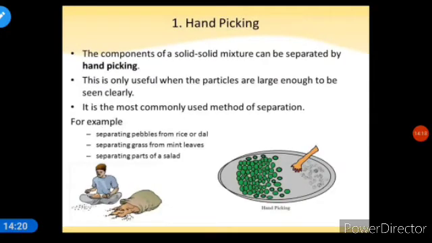Now, the first method is hand picking. The components of a solid and solid mixture can be separated by hand picking. The hand picking method is used when both the components of the mixture are solid. For example, useful and not useful components, both are of a solid nature. A solid mixture can be easily separated by the hand picking method.